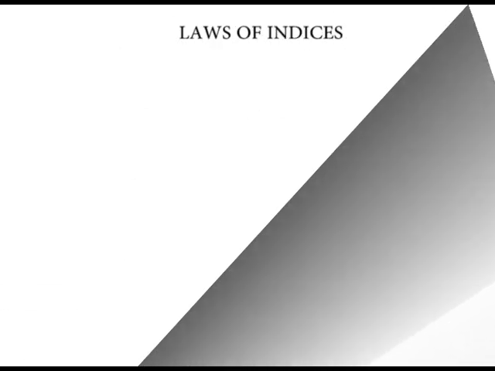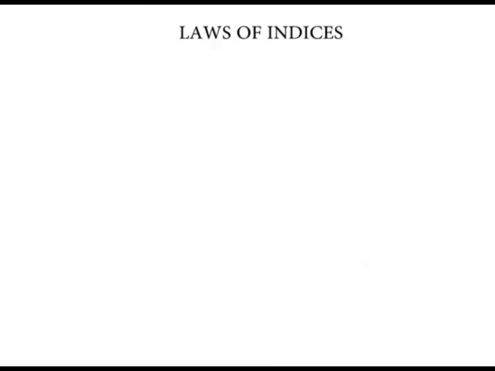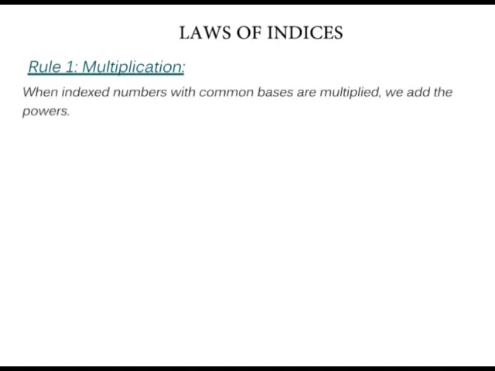Let's talk about the laws of indices. Rule number 1. The rule of multiplication. When indexed numbers with common bases are multiplied, we simply add the powers or the indices. For example, 2 raised to power 4 times 2 raised to power 6. We have 2 raised to power 4 plus 6, which is equal to 2 raised to power 10.